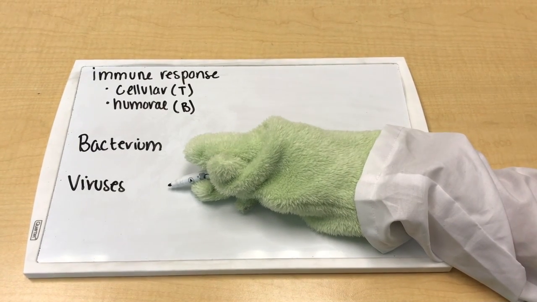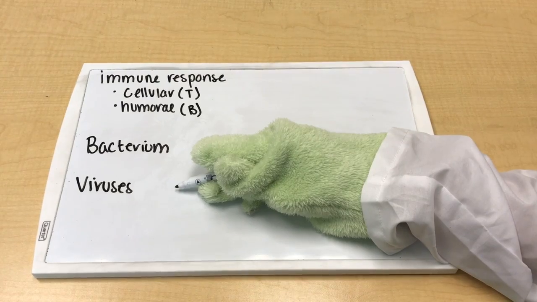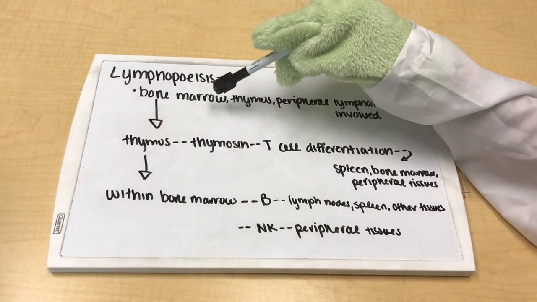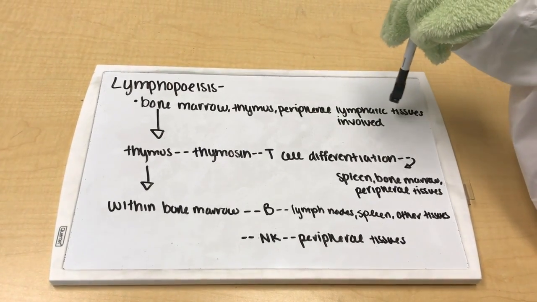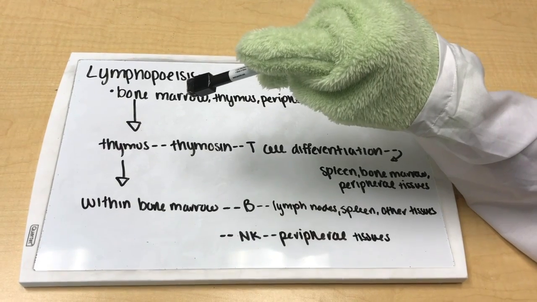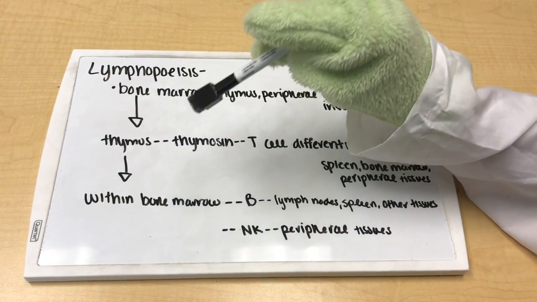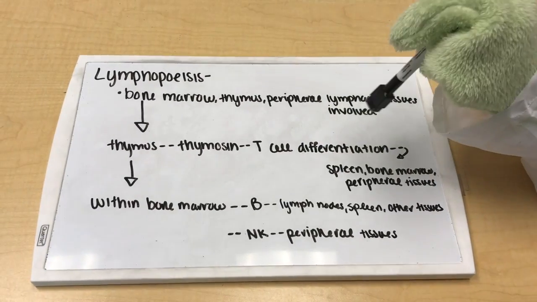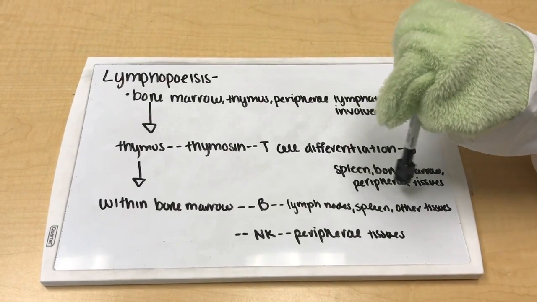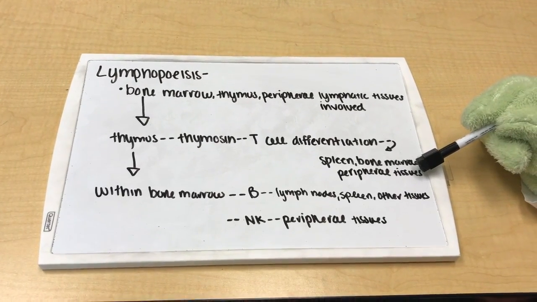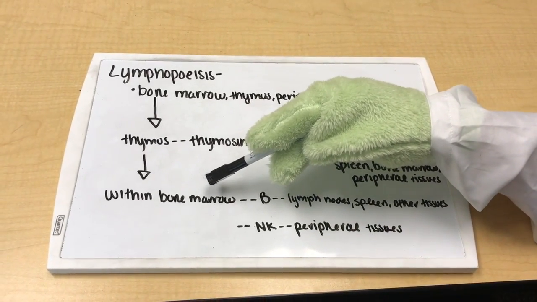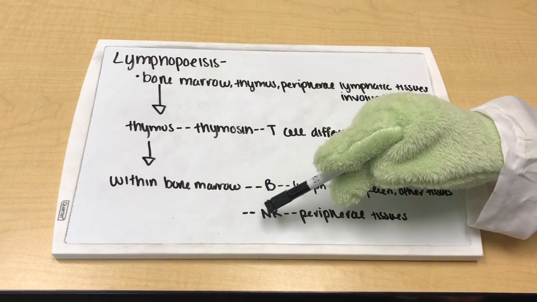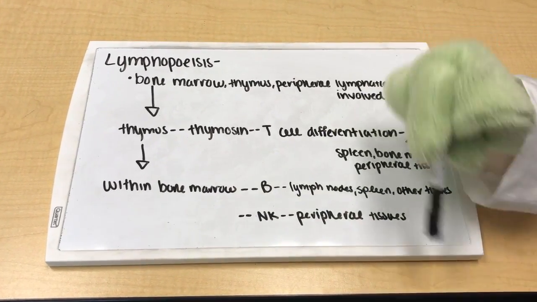When NK cells are stimulated, the infected cells are destroyed. Lymphopoiesis is the formation of lymphocytes. Bone marrow, thymus, and peripheral lymphatic tissues are involved. Hemocytoblast in bone marrow targets the thymus. Thymosin is produced. This causes T cell differentiation, which spreads to the spleen, bone marrow, and peripheral tissue. Hemocytoblasts can also take place within the bone marrow. B cells move to the lymph nodes, spleen, and other tissues, while NK cells move to peripheral tissues.